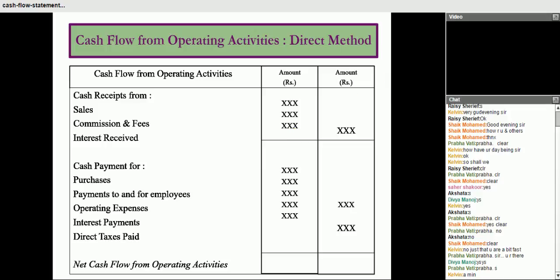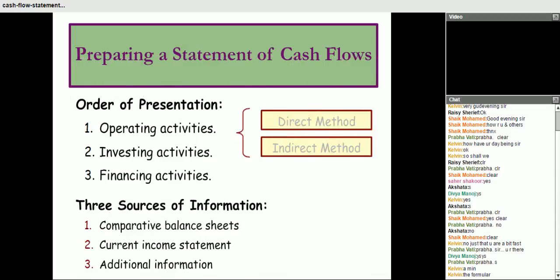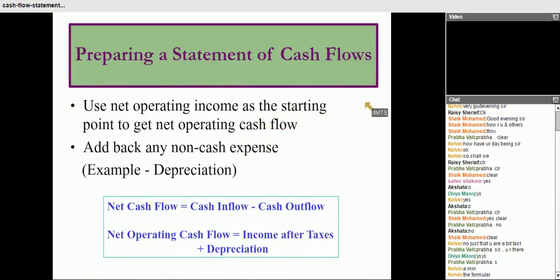Kelvin, are you following me? What is the formula? 1 second. This is the formula.